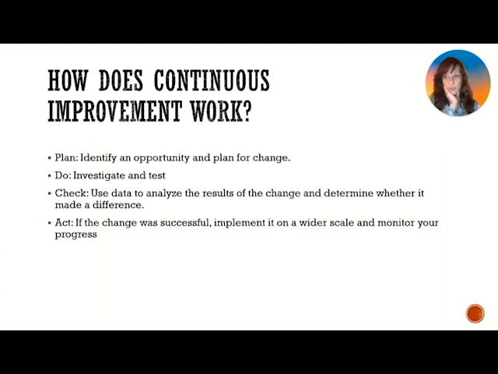So how does this all work? This whole process of getting all these improvements and plans and changes is basically done via PDCA. It's called plan, do, check, and act. Basically, we identify an opportunity and plan for a change. We investigate and test in stage 2.